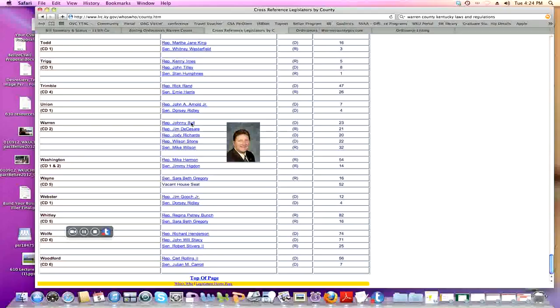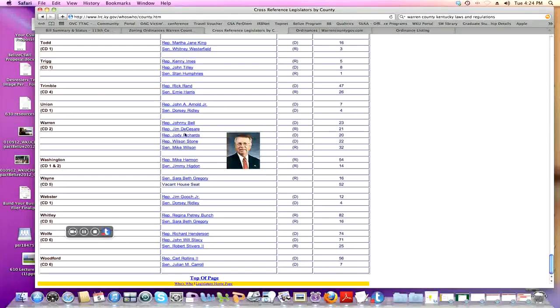And we have several. We have Johnny Bell, Jim DeCesare, who I met last year and talked to. Jody Richards, I talked to him last year. Wilson Stone, and Mike Wilson. I also know Mike, but I didn't go see him last year. So here we have 5 different representatives.